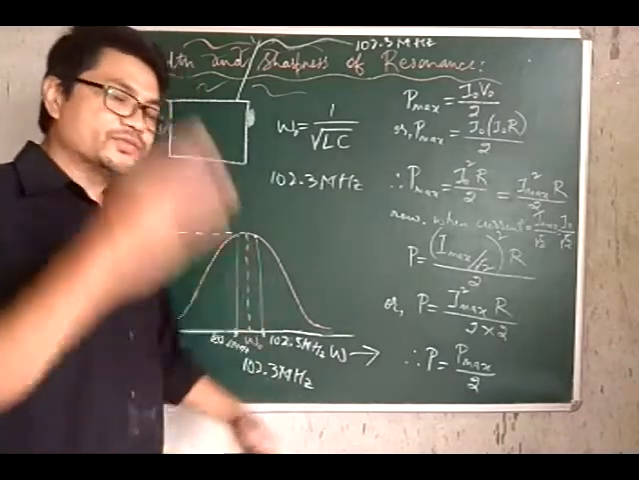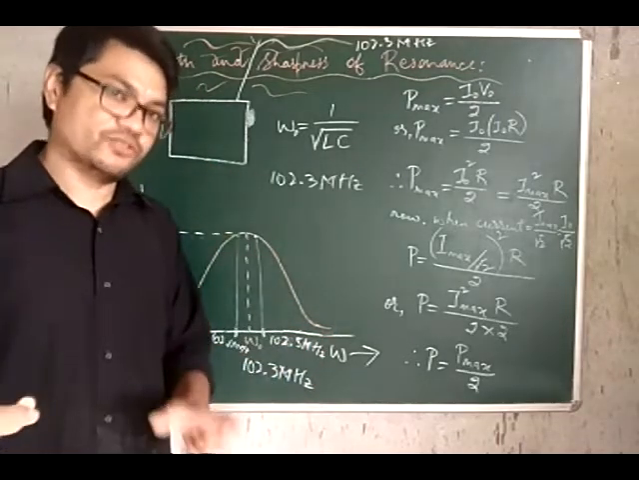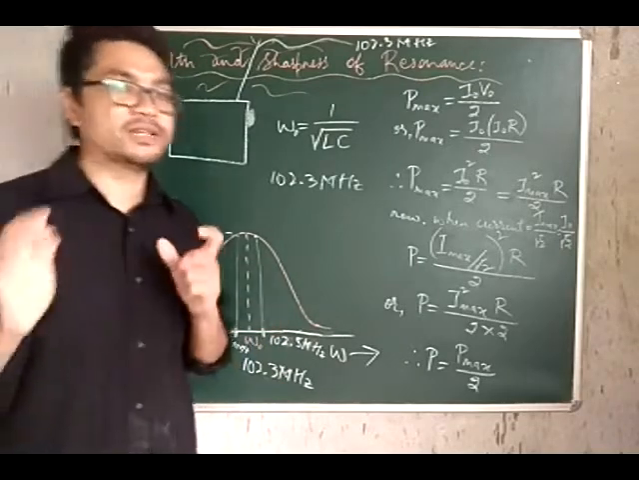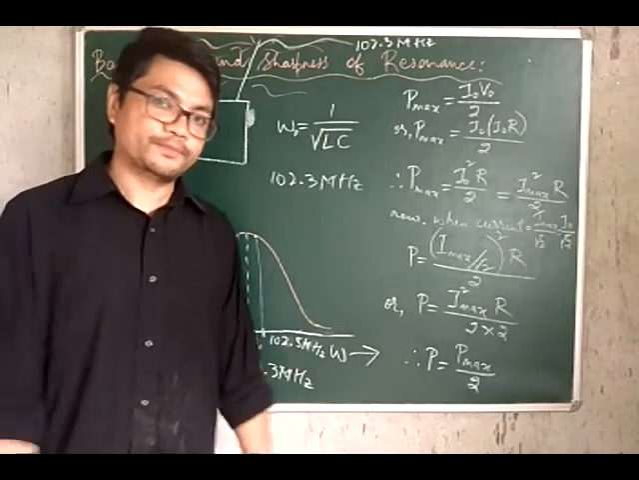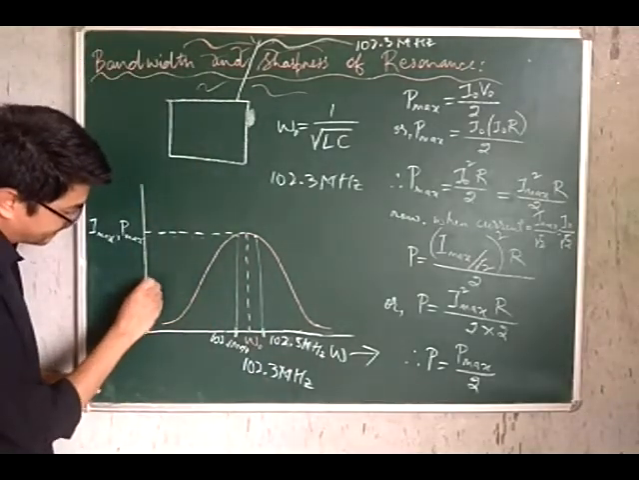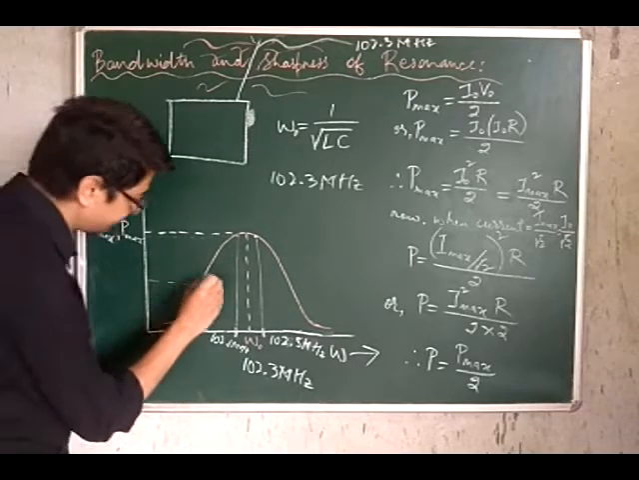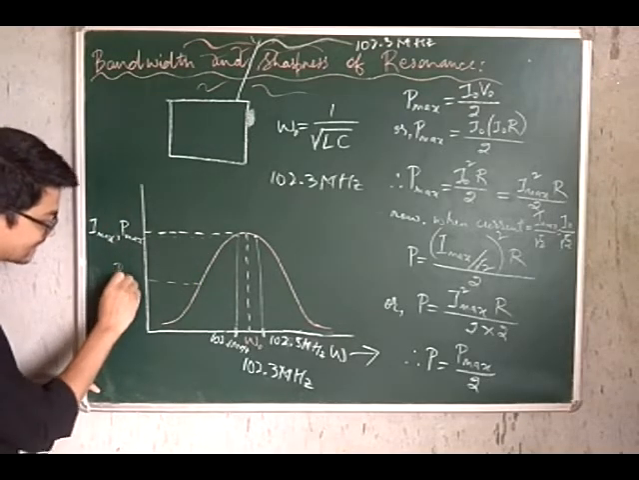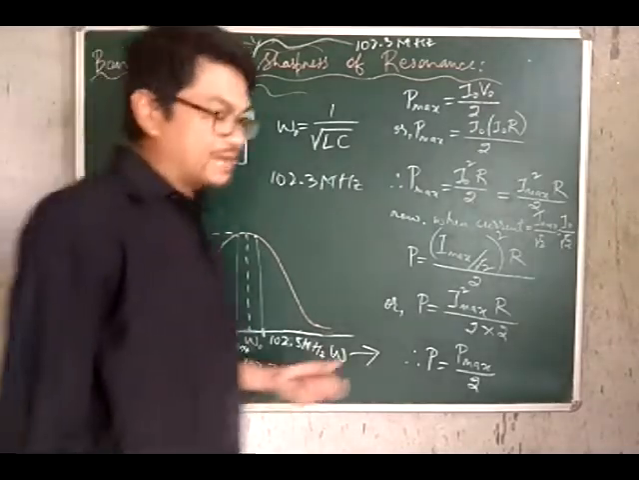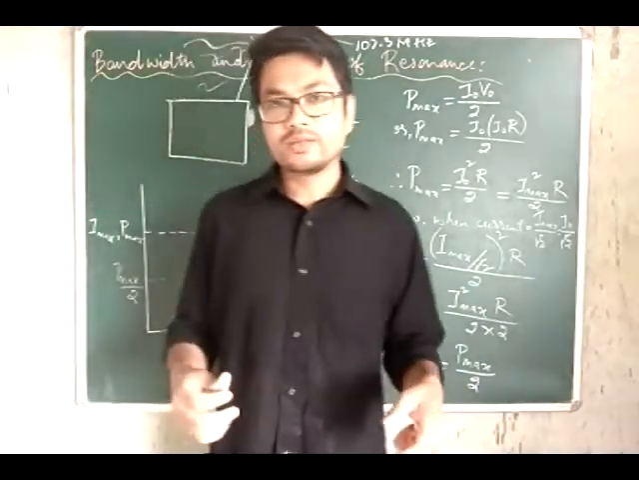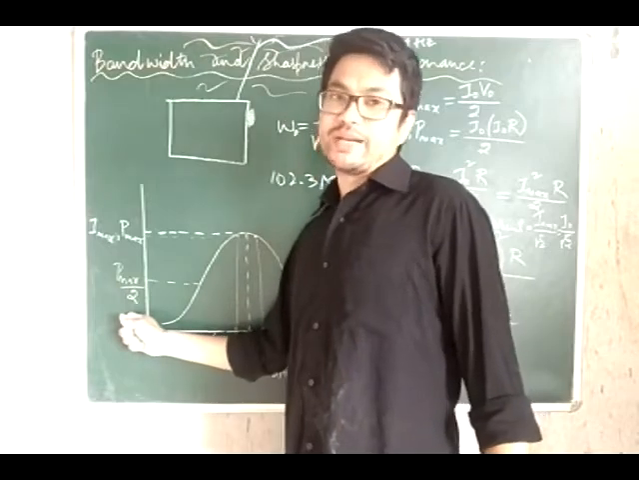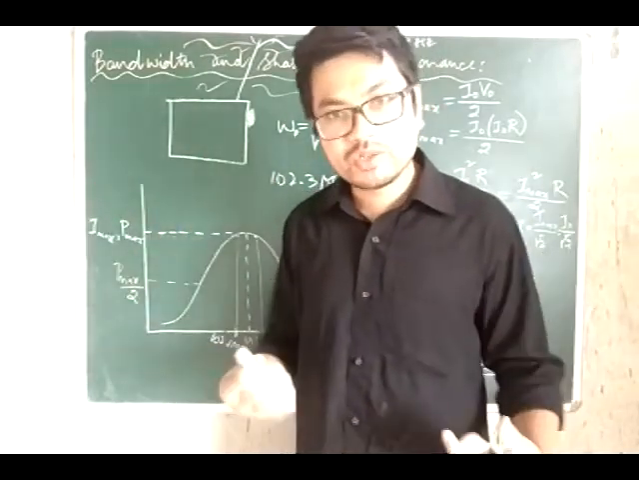So, what people have done is they've defined or set a standard value of power and a standard value of current, so to say, corresponding to that standard value of power. The standard value of power that has been defined is P max by 2. So, people have said any value of power greater than P max by 2 is appreciable amount of power.